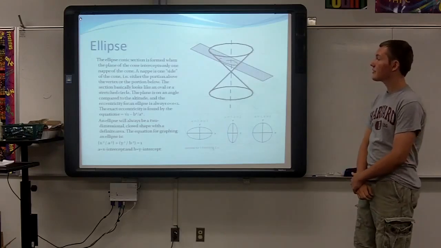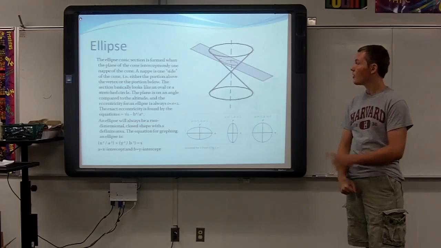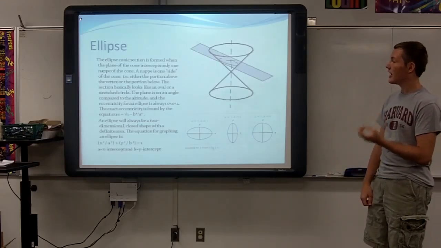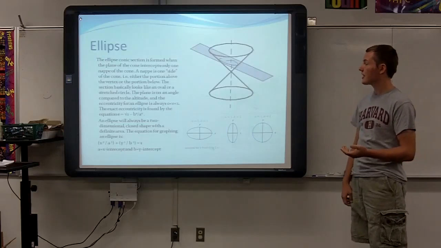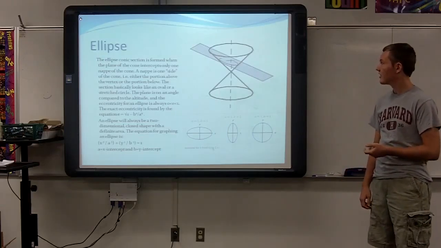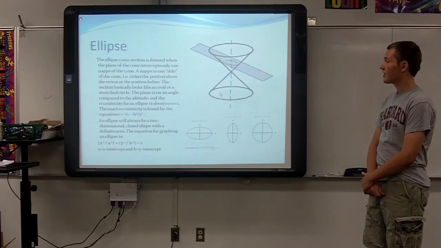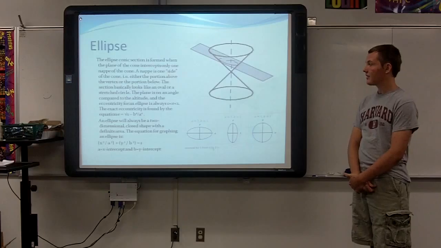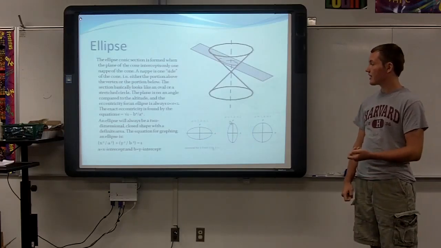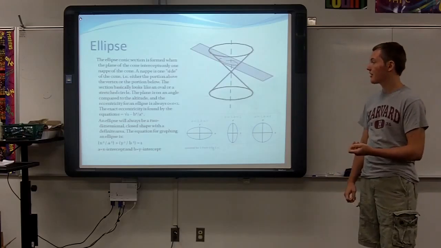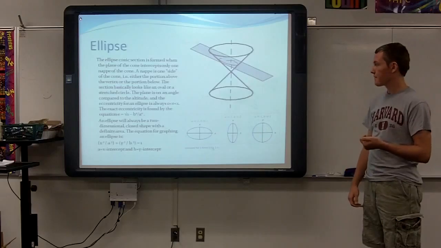An ellipse. The ellipse conic section is formed when the plane of a cone intercepts only one nappe of a cone. A nappe is one side of the cone, either the portion above the vertex or the portion below. The section basically looks like an oval or a stretched circle. The plane is on an angle compared to the altitude, and the eccentricity for an ellipse is always greater than 0 and less than 1.